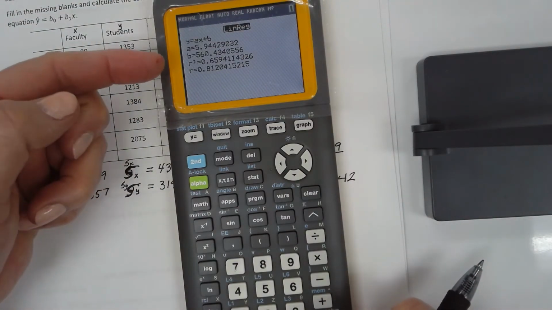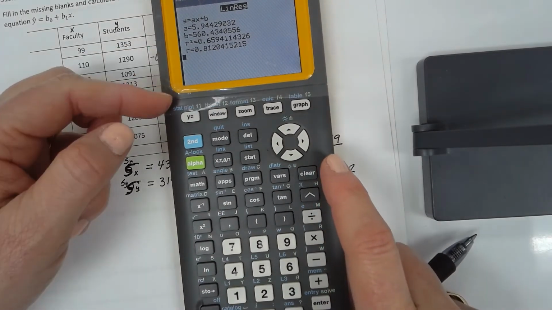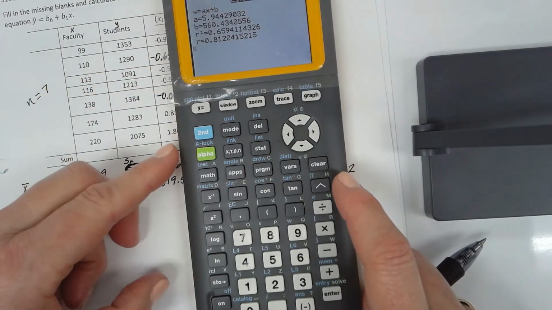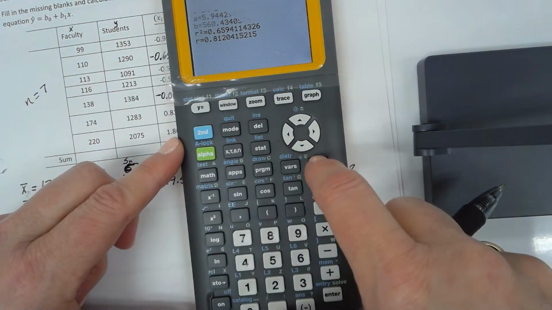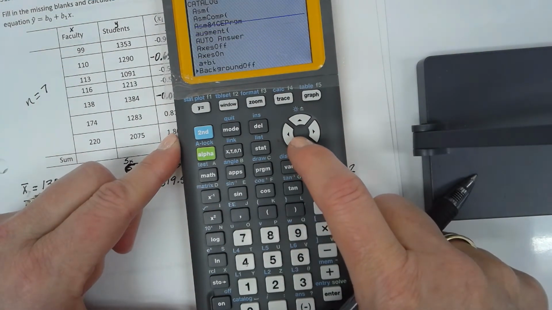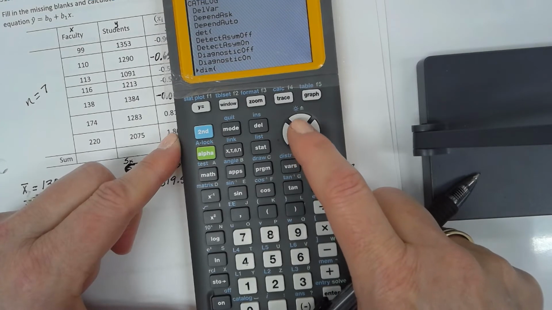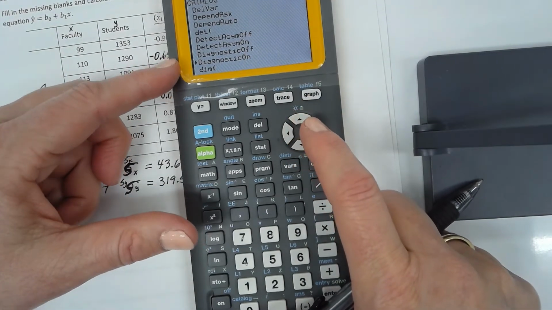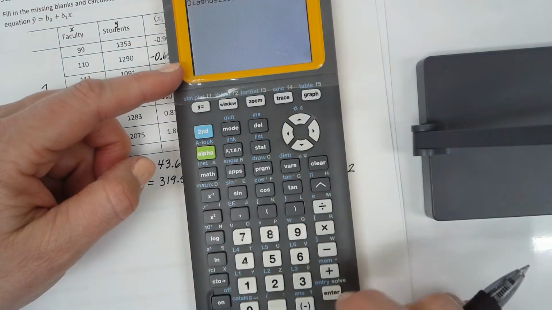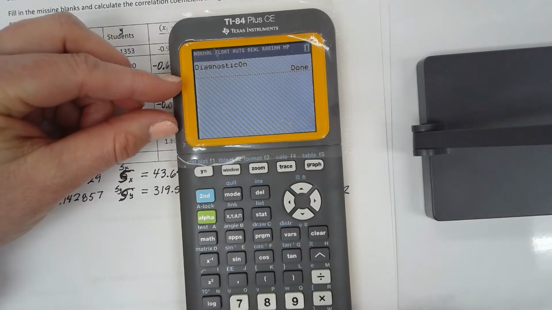Okay? So if it doesn't give you r squared and r, remember there's one time you have to change something on your calculator. You do second catalog, and then go down to diagnostic on. It's in alphabetical order, so if you just go down to the D's, scroll down with your arrow key. So if for some reason your calculator is reset or something, you'd have to do this one time. So enter again, with diagnostic on in there, and that says done.